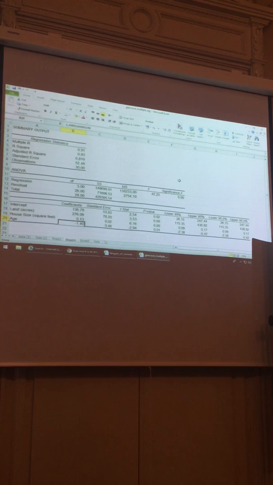And as I mentioned, as the house gets older by 1 year, as age increases by one, its value declines by $1,400 per year. It's not a huge number, but it is significant, right? This is a significant decline.